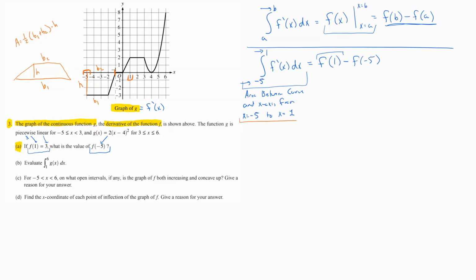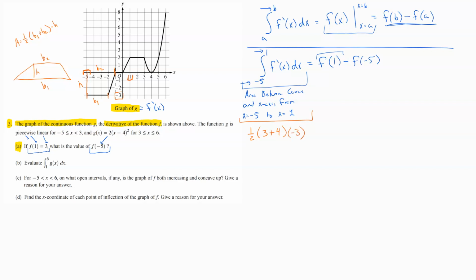So filling out our area between the curve and the x-axis, this would be 1/2. Base 1 goes from negative 5 to negative 2, so that's going to be a base of 3, plus base 2 goes from negative 5 to negative 1. That's going to be a base of 4. And then our height here goes down to negative 3.